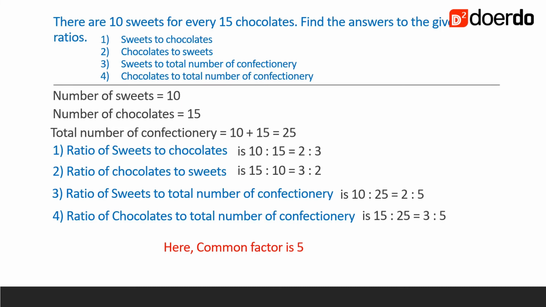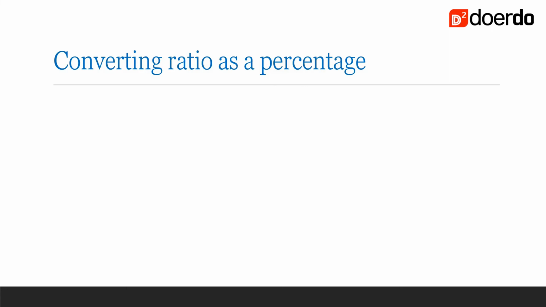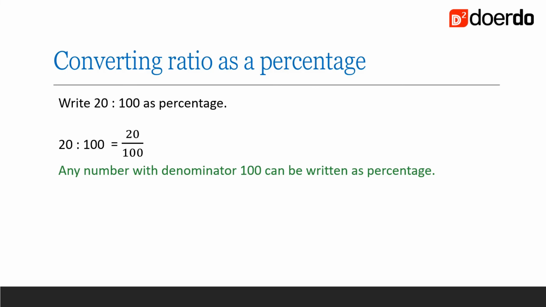Let's look at converting a ratio whose second term is 100 to a percentage. Let us write 20:100 as a percentage. To begin, write 20:100 as a fraction. That is 20 by 100. We already know that any number with a denominator of 100 is expressed as a percentage. As a result, it is stated as 20%.